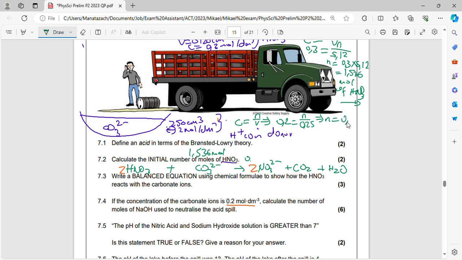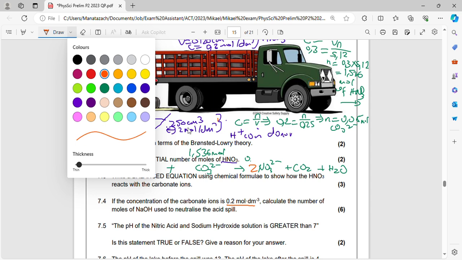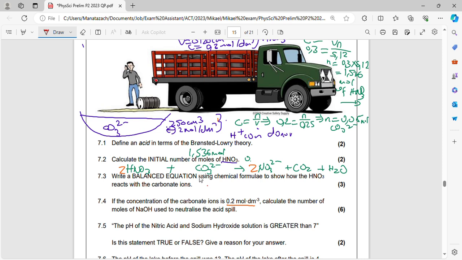That will give us 0.05 mole. So this is of carbonate ions. Remember, the question is: calculate the number of moles of sodium hydroxide that was used to neutralize the acid. So we're going to go back all the way to step number 1. This is from the step number 2 reaction. So remember, we've just calculated the number of moles of carbonate ions, and we found them to be 0.05 mole.